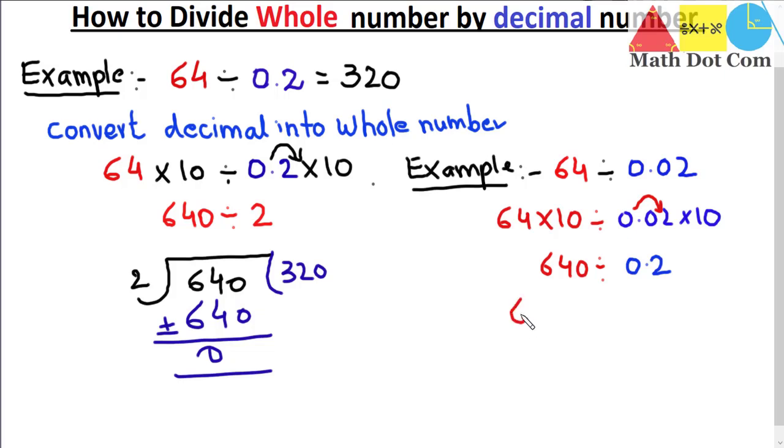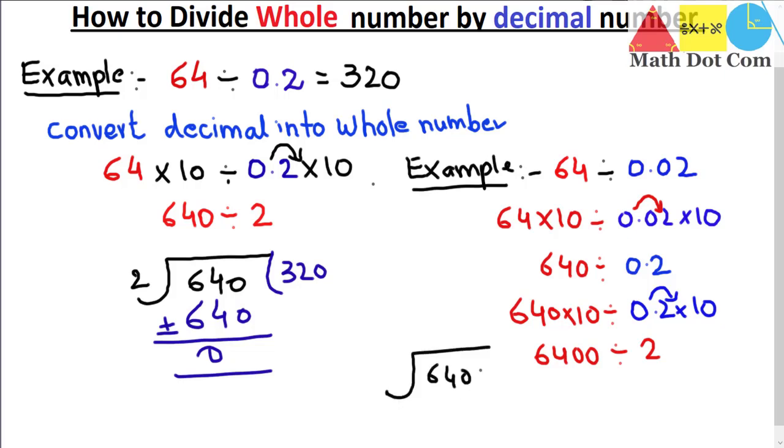So let's see, 640 multiplied by 10 divided by 0.2 multiplied by 10. Now again, this digit will move here after multiplying by 10. So what will it be? 6400 divided by 2. Now we have both whole numbers, and we can easily divide using the normal method of division, like 6400 divided by 2: 2 3s are 6, 2 2s are 4, and the 2 zeros here. So what we will get is 64 divided by 0.02 equals 3200.